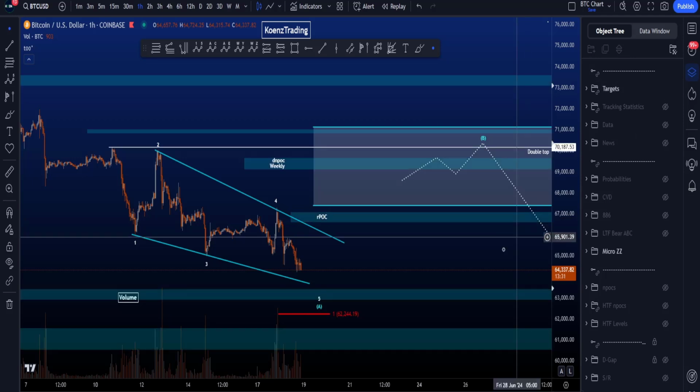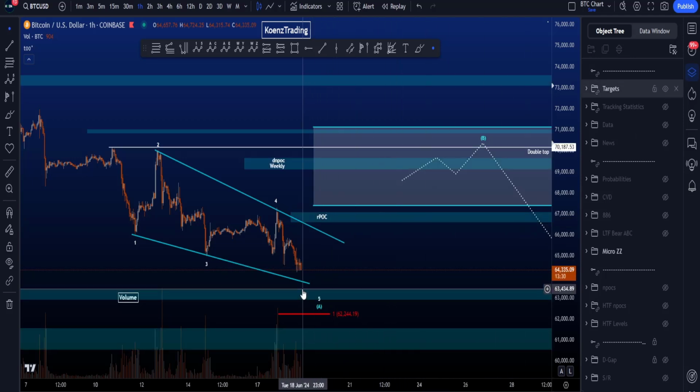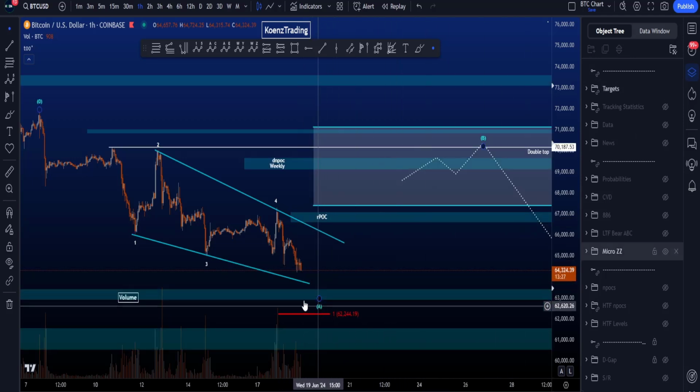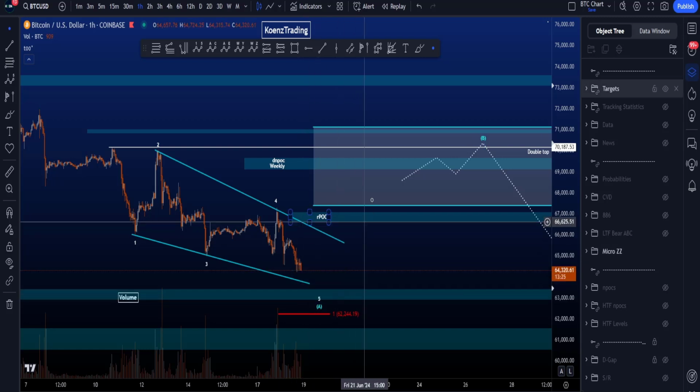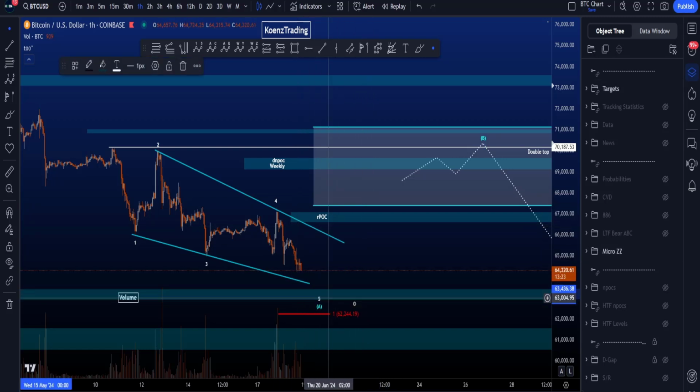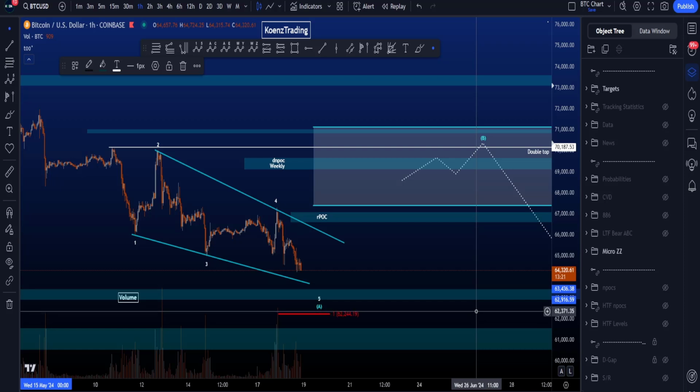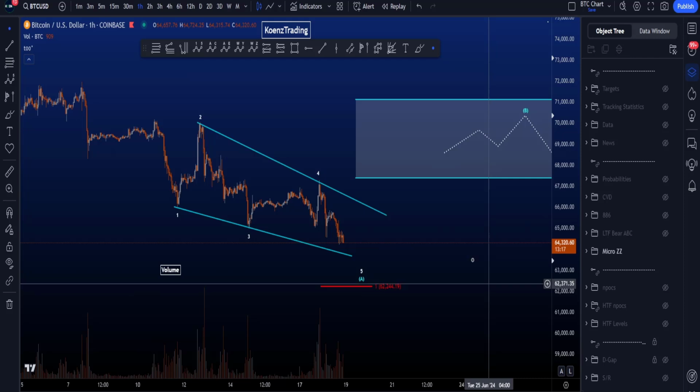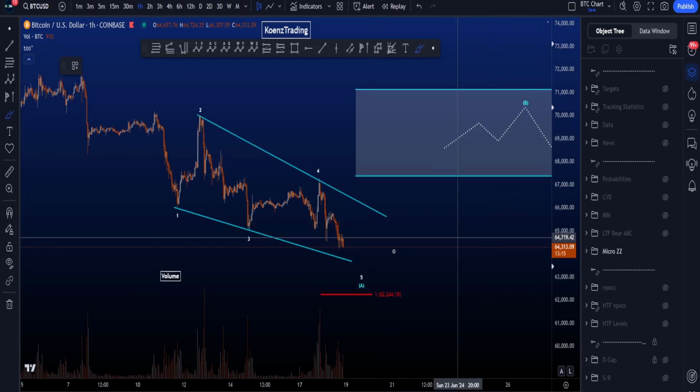To the downside, we do have interesting support to potentially end that wave 5 and therefore wave A to look for a rally towards the upside. It is the area between 63.5k and 62.9k. What is also important is the volume.